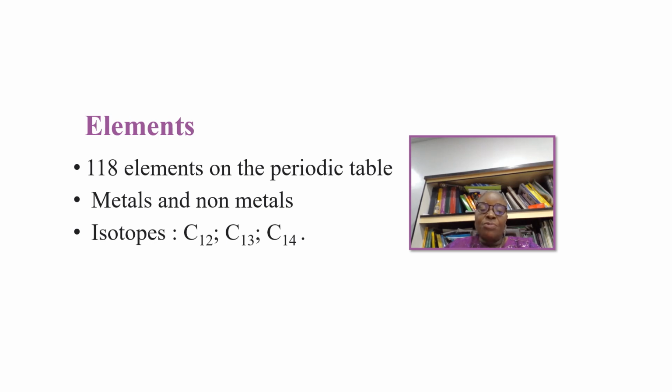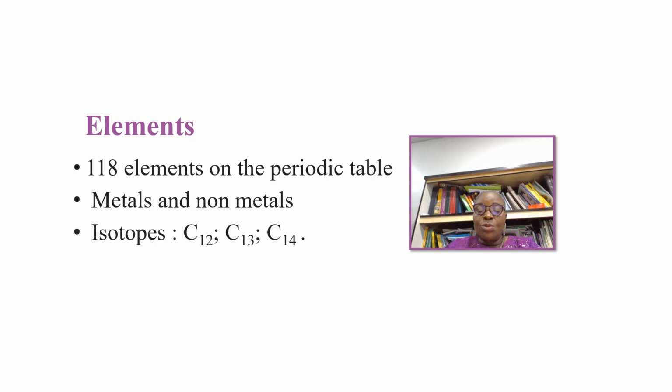And on the periodic table, we have metals and non-metals. Metals are elements that are malleable and conduct electricity, like gold and aluminium. And we have also mercury, that is a liquid metal. Mercury is the only liquid metal on the periodic table. We also have non-metals. They do not conduct electricity, like carbon and oxygen.